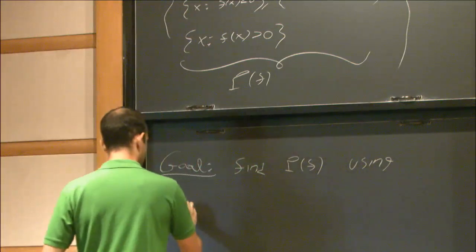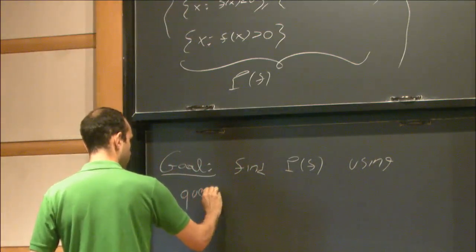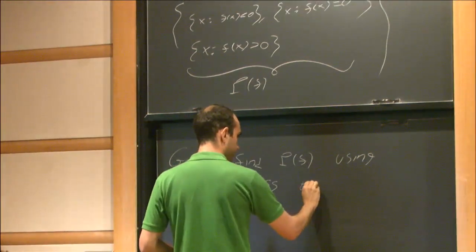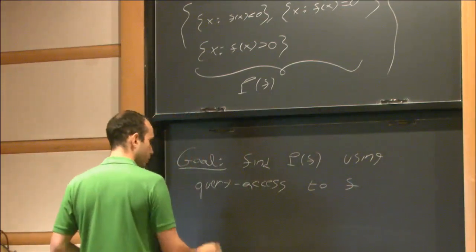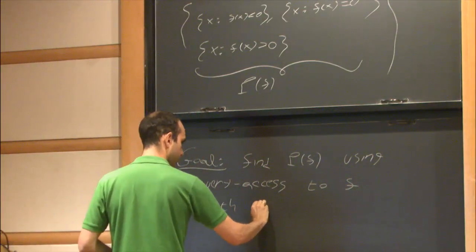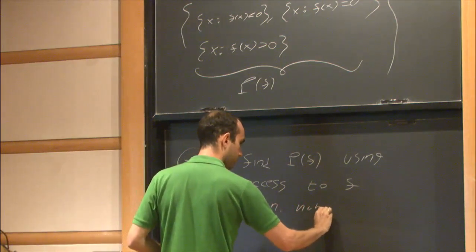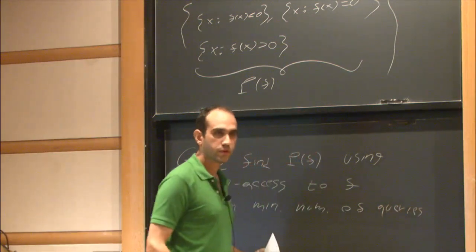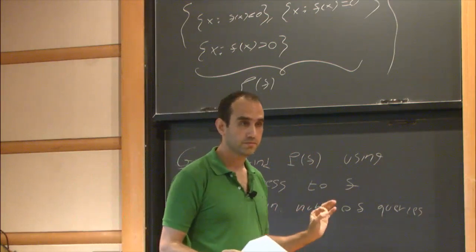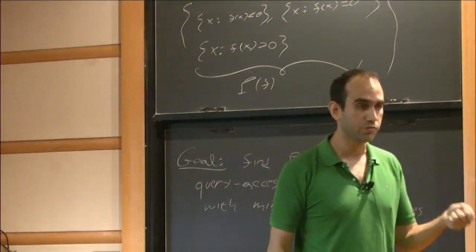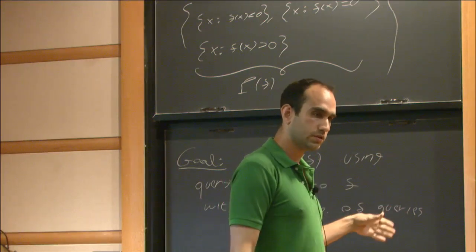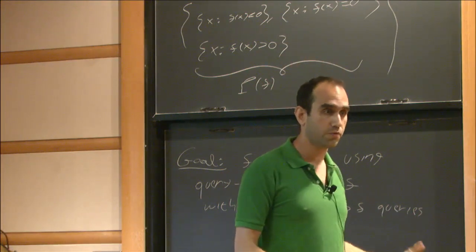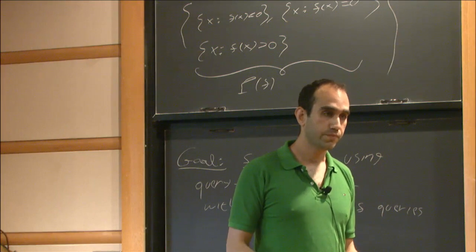using query access to f with a minimal number of queries. Find P(f) really means determine P(f), like learn it. The algorithm outputs P(f). You can think of it as the algorithm gathering enough information to output P(f).